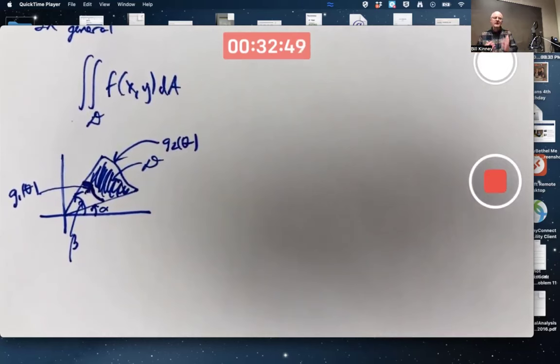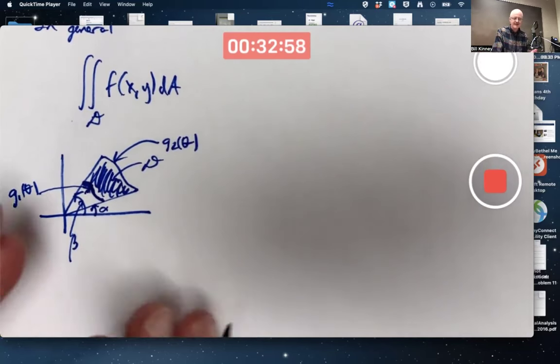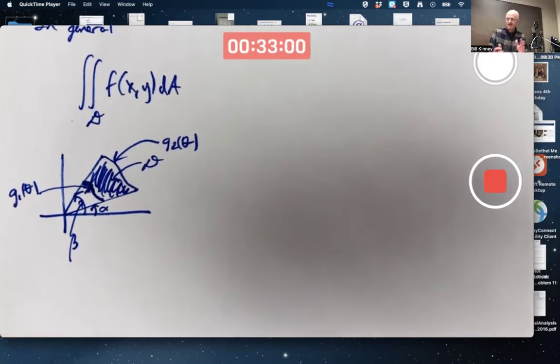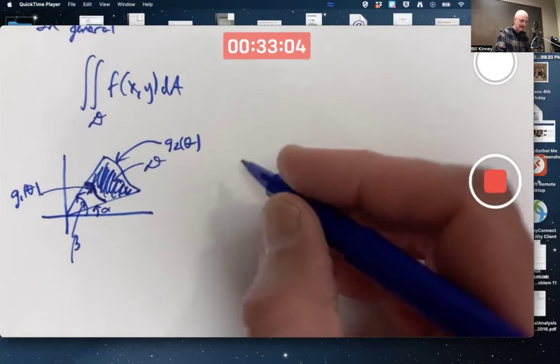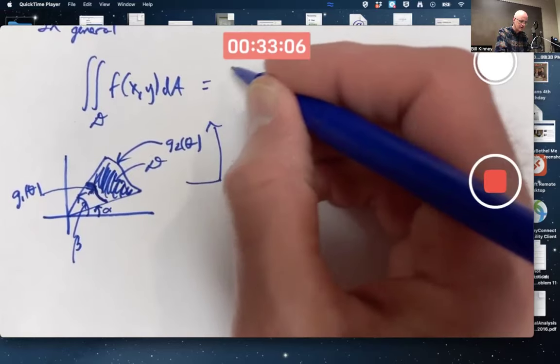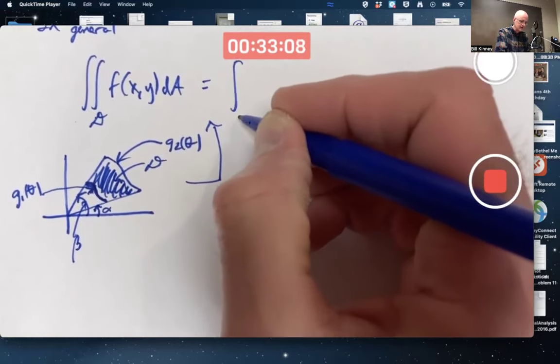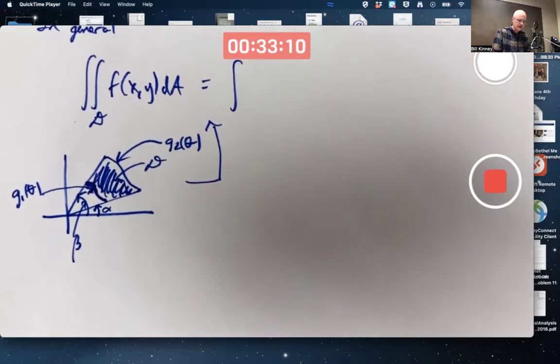If your region of integration, D, looks like that, or something that may not look explicitly like this kind of picture, but could be thought of that way, I'll let you know what I mean by that in a second. In this kind of situation, do this integral as follows. Replace dA with r dr d theta.